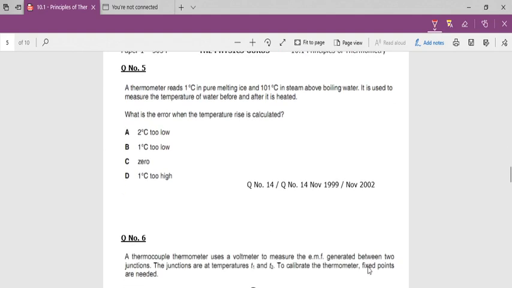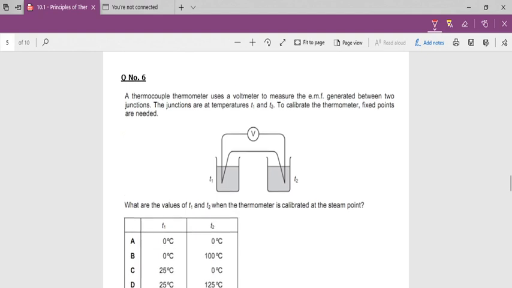Now question number 5. A thermometer reads 1 degree centigrade in pure melting ice and 101 in steam. So now what is the difference between these two? The difference is exactly 100 degrees centigrade, because 1 degree is added to every temperature. So what is the error when the temperature rise is calculated? There will be no error in this, because in every reading 1 degree additional reading will be given. So this is a repeated question. It has been asked 2 times in the past papers.